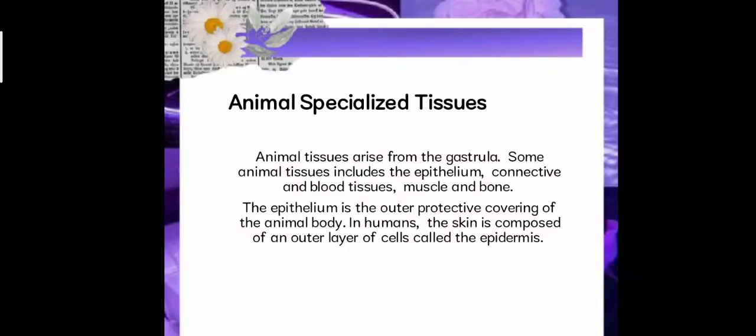Animal specialized tissues arise from the gastrula. Some animal tissues include the epithelium, connective and blood tissues, muscle, and bone. The epithelium is the outer protective covering of the animal body. In humans, the skin is composed of an outer layer of cells called the epidermis.